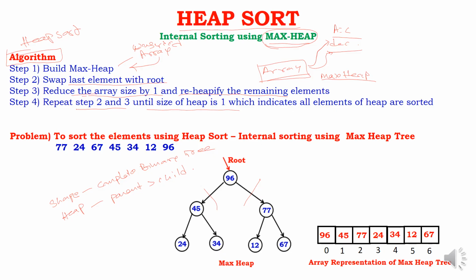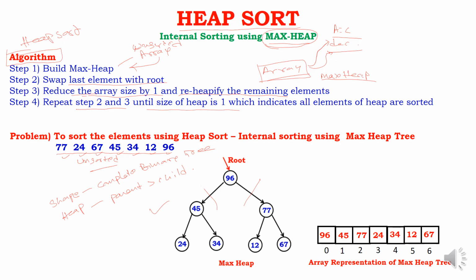Suppose we need to rearrange this unsorted array: 77, 24, 67, 45, 34, 12, 96. If we want to rearrange the elements in ascending order, in sorted order, first of all we have to create a max heap. Say, this is the max heap. The figure shows the max heap. So 96 is in its proper position, that is, the root element. Then 45, 77, 24, 34, 12, 67.